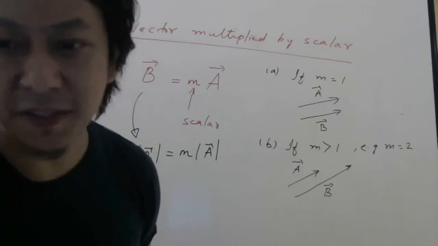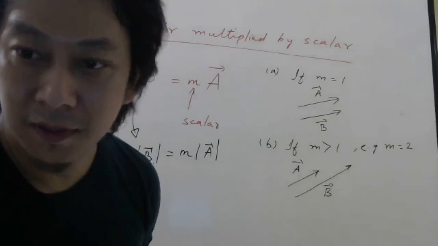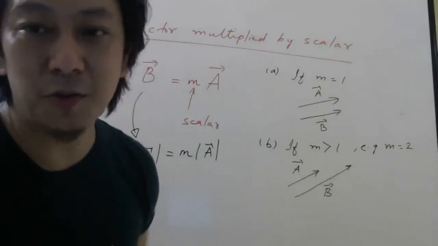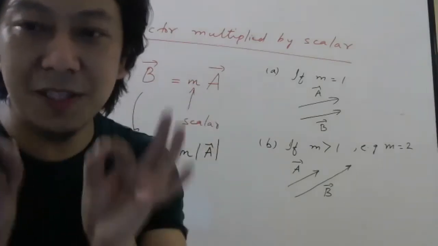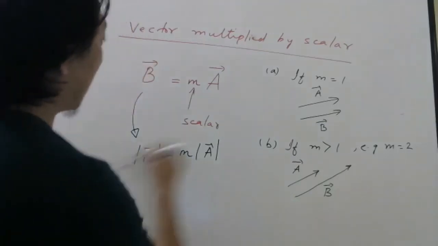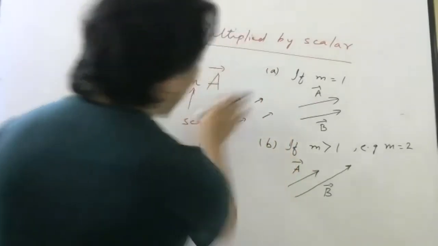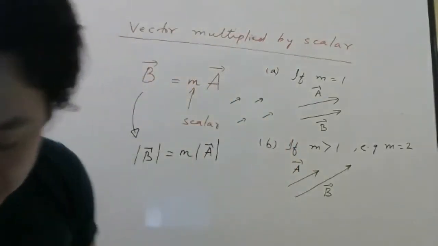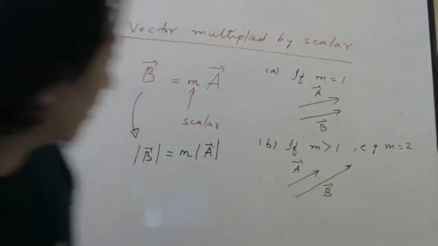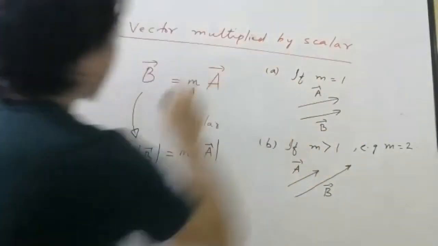Yeah, unit vector will be the same because a unit vector means magnitude is 1. So as long as unit vectors have the same direction, they are all the same. Once you use the word unit vector, it will have magnitude 1. Whether I say unit vector here, here, here, as long as they are parallel, they are all equal. So please remember this part. This is vector multiplied by scalar.